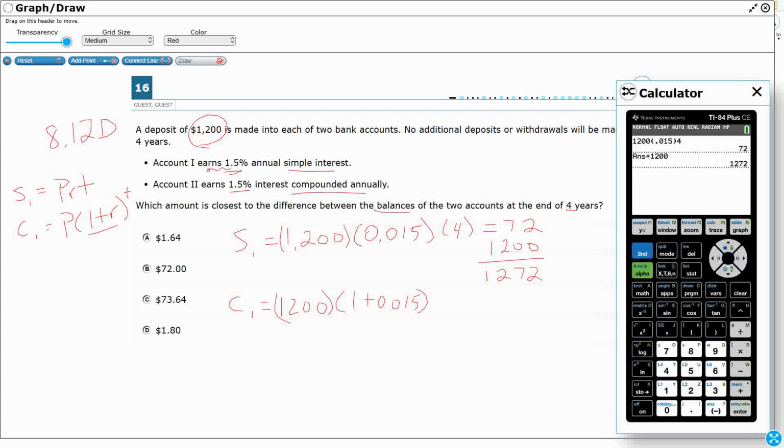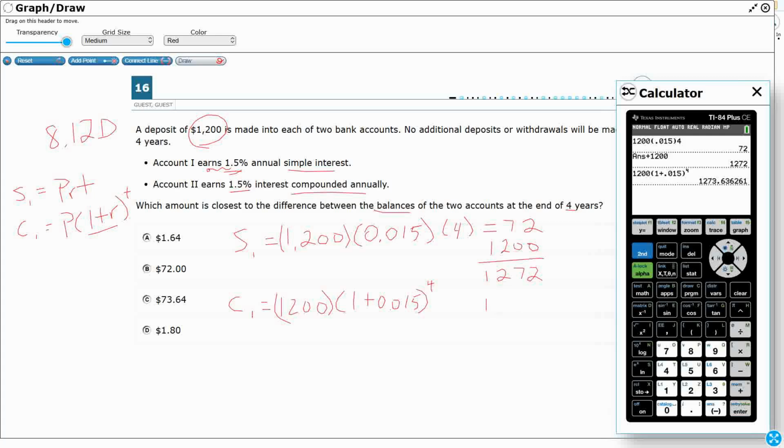0.015 raised to the 4th power. Okay, so let's do 1,200. And then let's do a 1 plus 0.015. And then we're going to raise that to the 4th power. All right, so look at this.